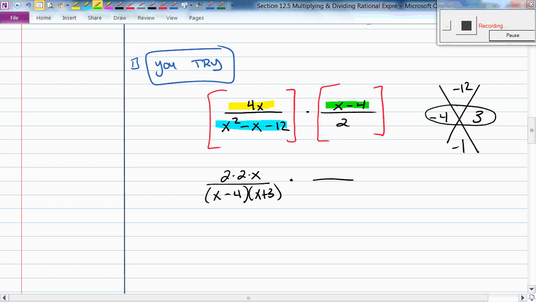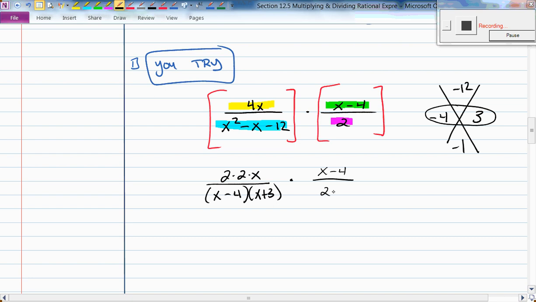X minus 4. Somebody besides Cody. X minus 4. How does that factor? Just x minus 4. Very good. That's all it is. It's already factored. There are no common factors of a 1 and a 4, so we're good to go. And then what about this last piece down here, this 2? How do I factor that?